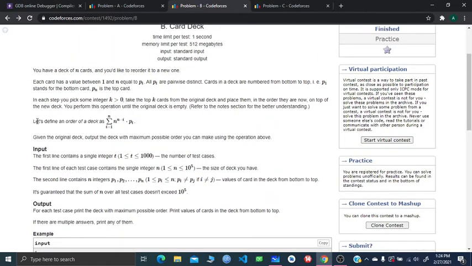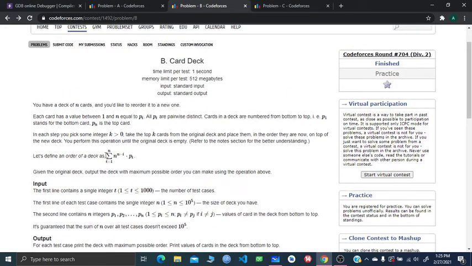Okay, and then they have denoted a logical function, something like they have defined an order of a deck as the summation from 1 to n, okay, of which values? N to the power of n minus i times p_i. So if i equals 1, then n to the power n minus i times p_i. Okay, this is the logical operation to find out the order of the deck.